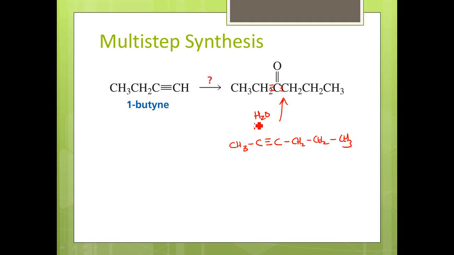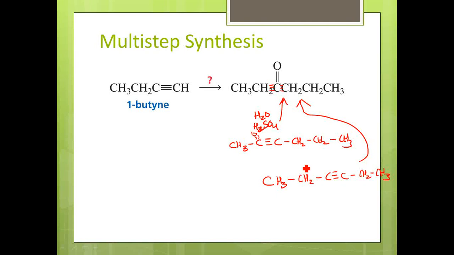Let me draw these out. So if we had this alkyne, we could have done it with our acid and the water, and actually ended up with this as a main product. And the other thing we could have done is a second alkyne, and done the same thing with the same ingredients. So we have 2 different ways we could have made that.